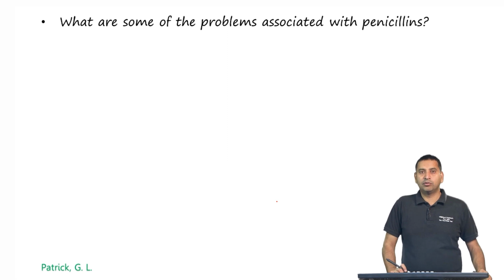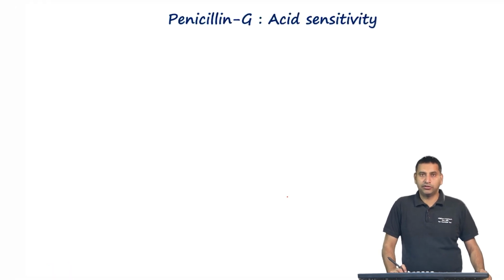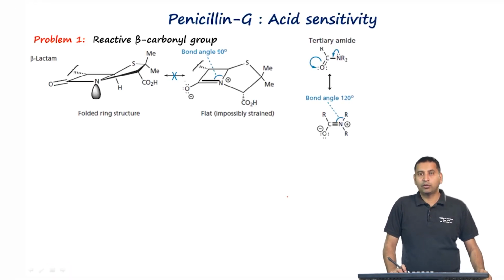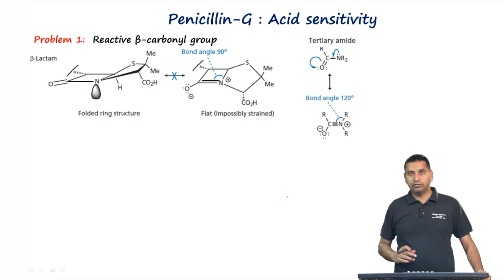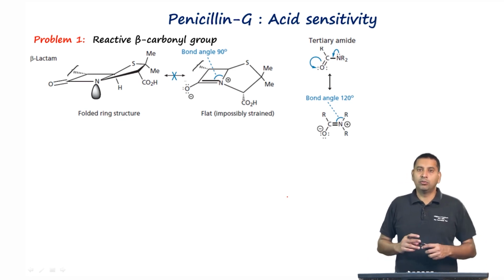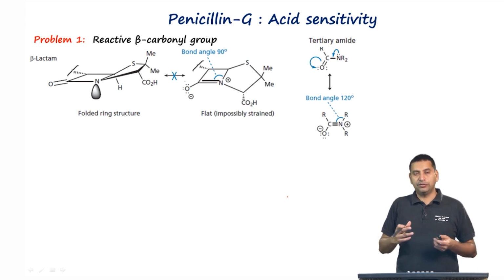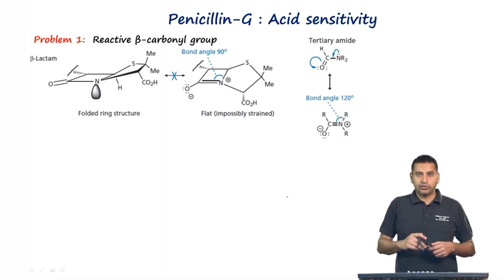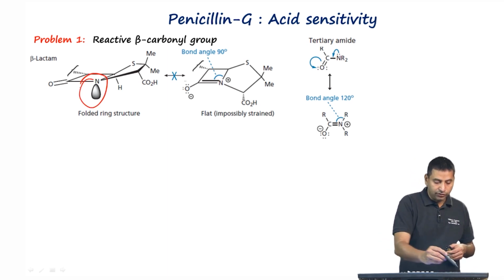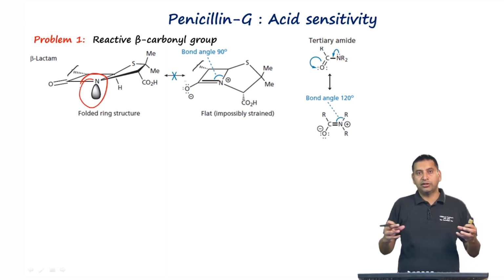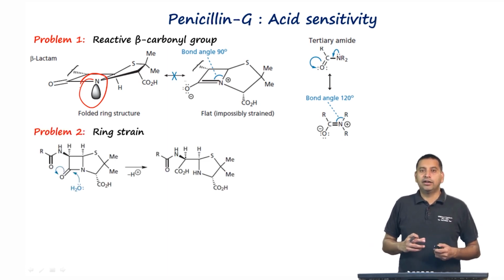Next question is, what are some of the problems associated with penicillins? So, one of the major problems that we have encountered with penicillins is the lack of oral bioavailability, and this is because once it gets into the stomach, the acidic pH in the stomach cleaves it. And if you go back and look at the structure of penicillins, it has a beta lactam structure, but because it is present in a bicyclic system, it does not form the amide. Okay? So, this is not like a traditional amide, and therefore, it is more susceptible to cleavage.